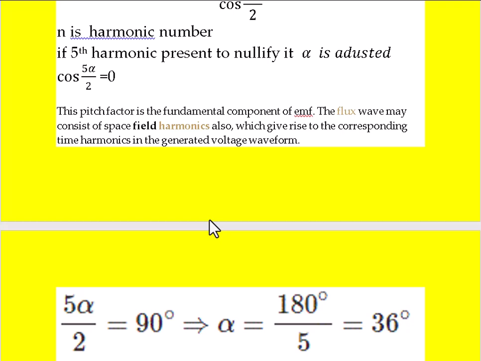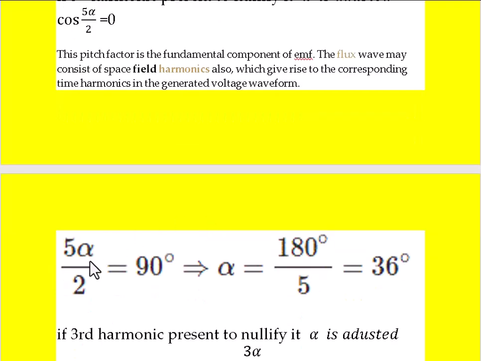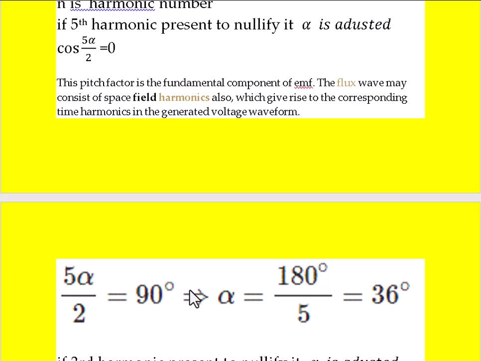So from this we can write 5 alpha by 2 is equal to cos inverse 0, which means 90 degrees. So from this alpha can be written as 180 by 5, that is 36 degrees. So if alpha becomes 36 degrees, that is, the chording angle is 36 degrees, in that case the fifth harmonic flux can be avoided.